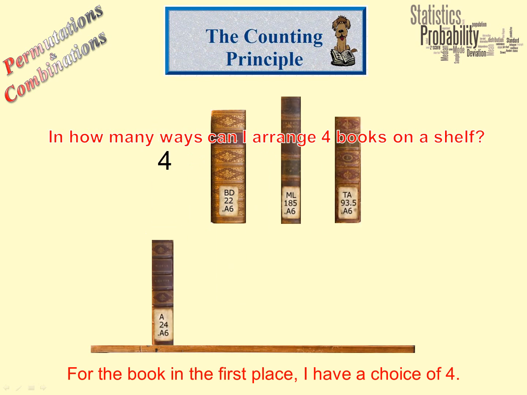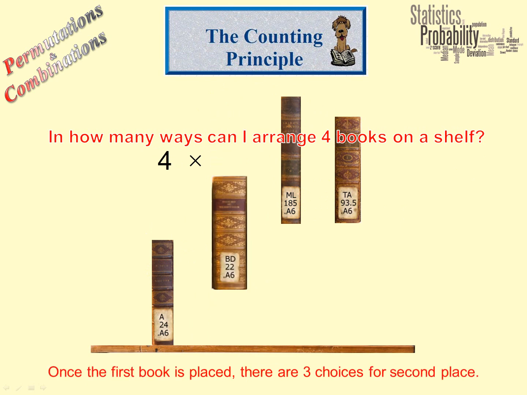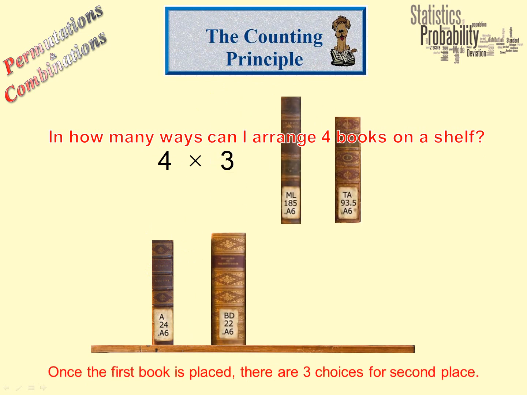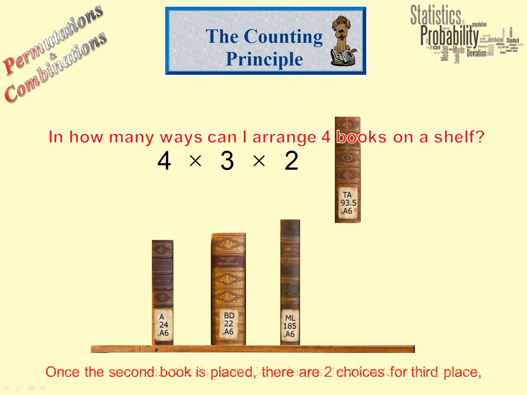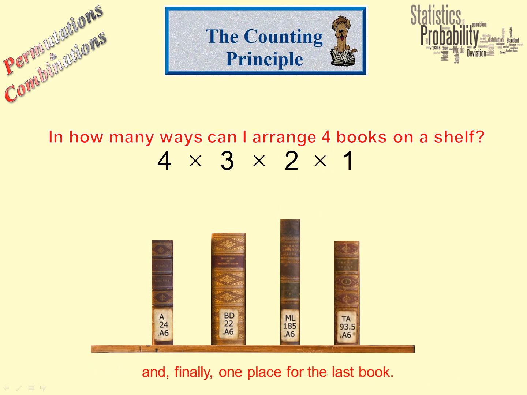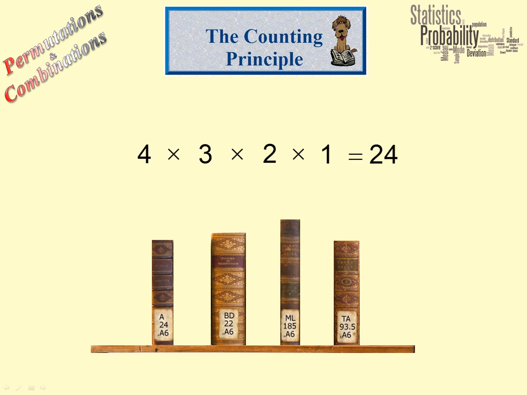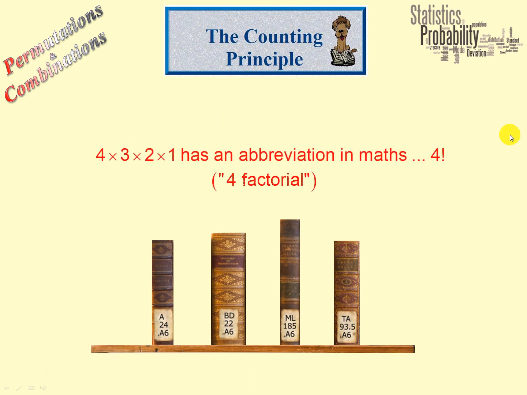Now we're going to look at the second place. We only have 3 books left to arrange because one had to go to the first place. So we have 3 options for the second place. 2 for the third. And 1 for the fourth. 1 for the last place. Which gives 4 times 3 times 2 times 1, 24. That has an abbreviation.